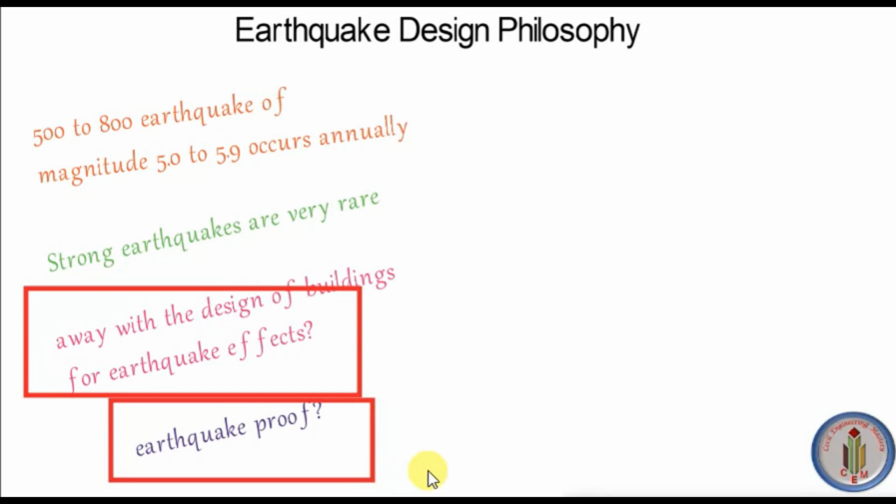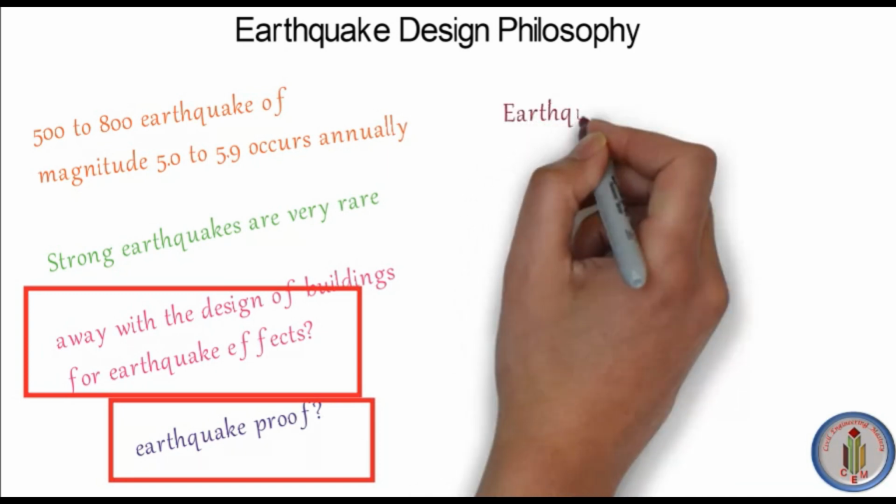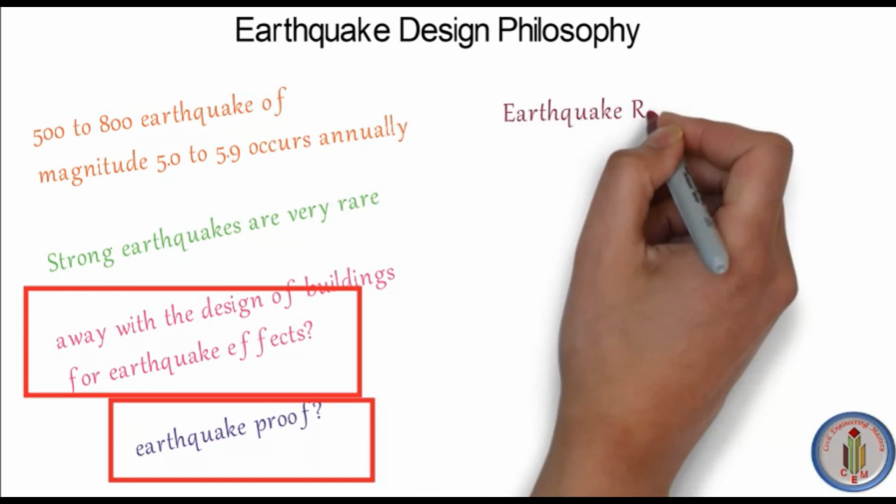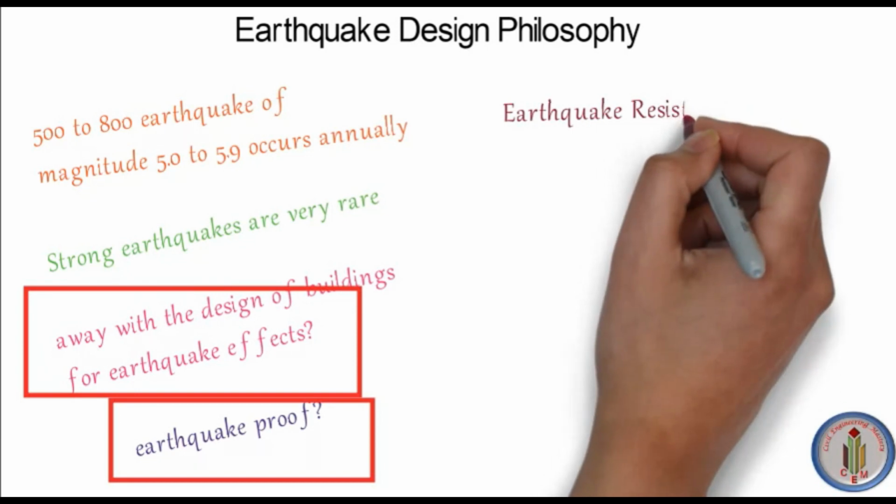We cannot make earthquake-proof buildings since strong earthquakes occur very rarely. So the design philosophy should lie in between these two cases. So here comes the solution, that is earthquake resistant structure. So we have to design the structure as earthquake resistant. So the engineering intention is to design the structure as earthquake resistant.